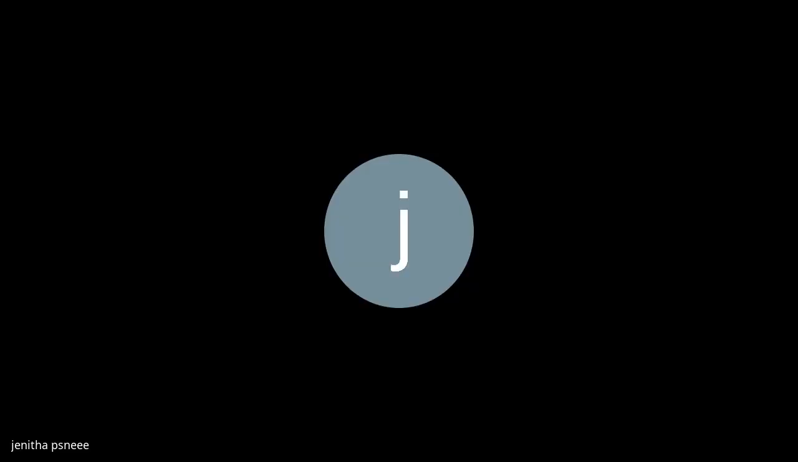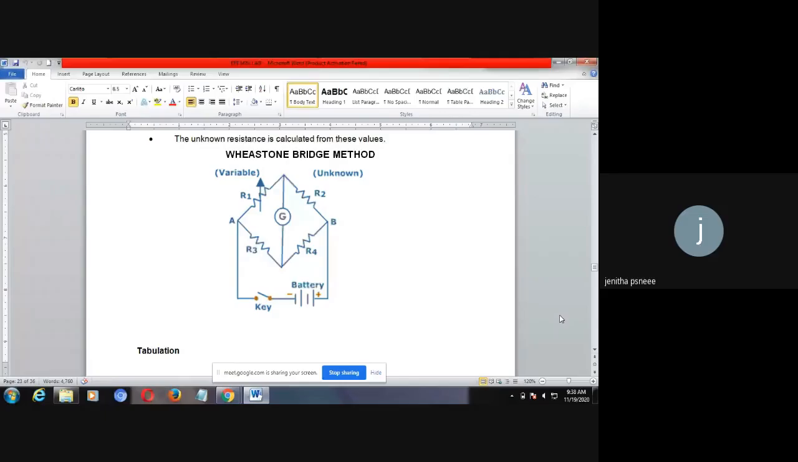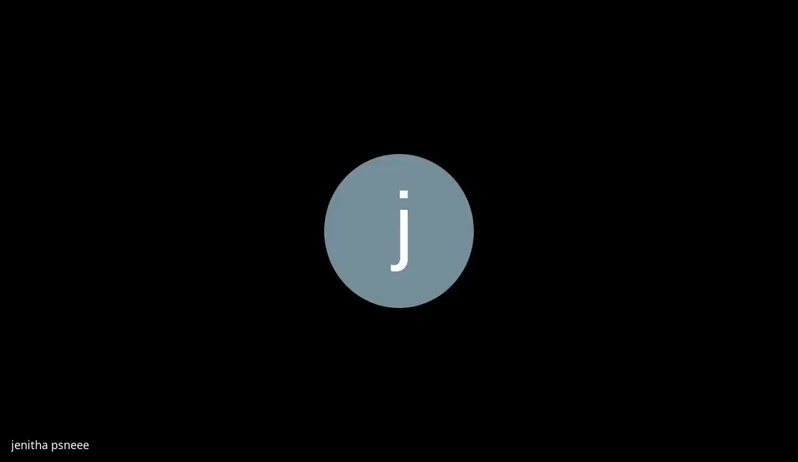So what is the thing in Wheatstone bridge? What will we do? We'll be measuring the unknown resistance. So what is the principle of bridges? According to the principle, you have to balance the bridge. How will you balance the bridge? The balancing condition is that the galvanometer should show zero deflection. If the galvanometer shows zero deflection, then your bridge is said to be in balanced condition.